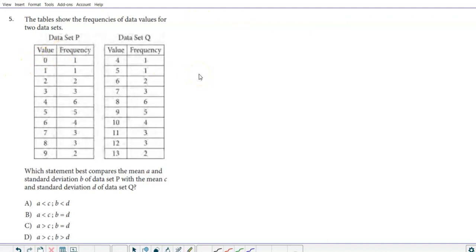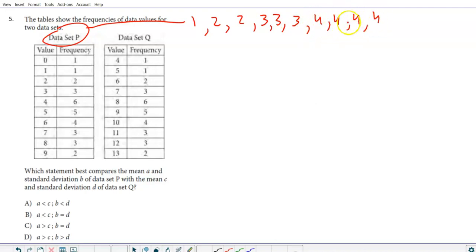Okay, so this one says the frequency of the data values. I don't know if you've seen a frequency chart. If I were to write set P out, it looks like there are no zeros. There's 1 one. There are 2 twos. There are 3 threes. The frequency of 3 is 3. There are 6 fours. You get the idea here. There are 5 fives. There are 4 sixes.